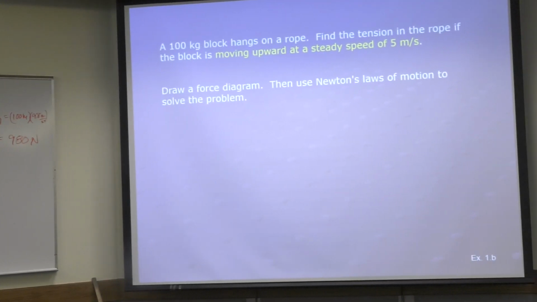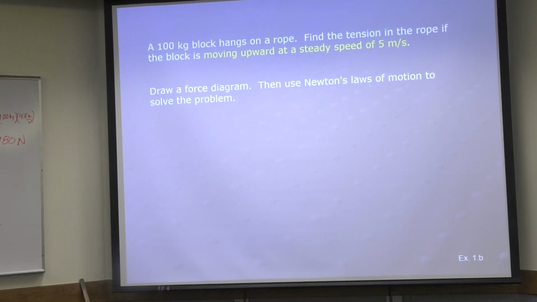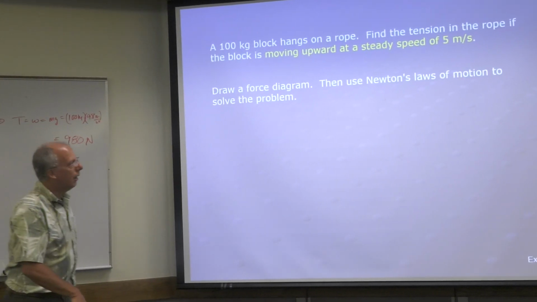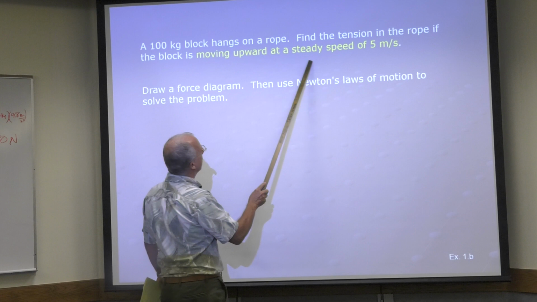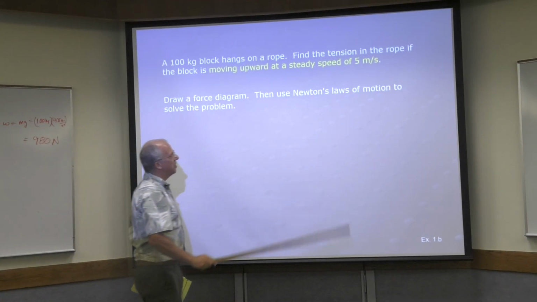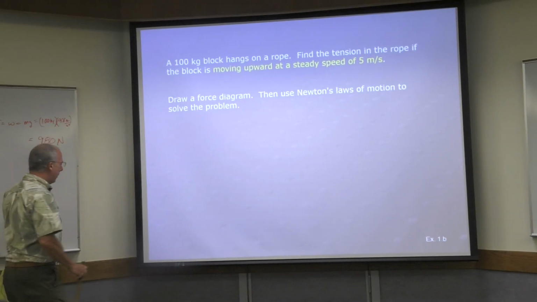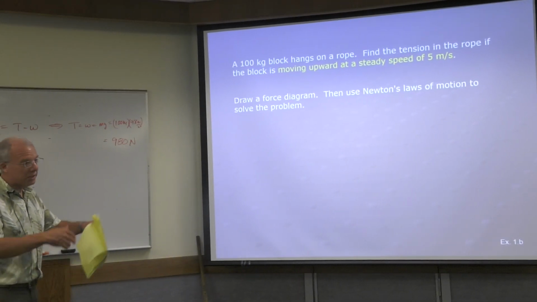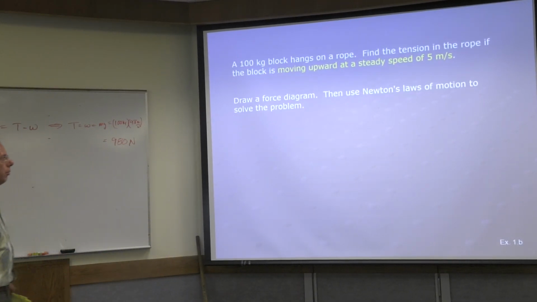All right, I assume you've done it. You know how I always say you should underline or circle the important words? Well, here's an important word: steady. It's moving at a steady speed. So that means that the velocity is not changing. That means that the acceleration is 0. That means it's an equilibrium problem.